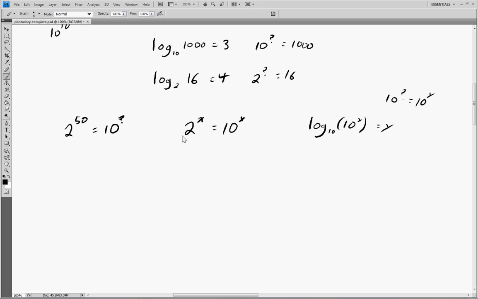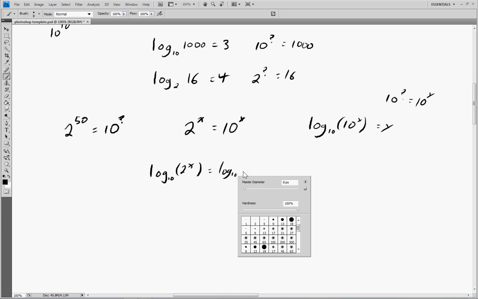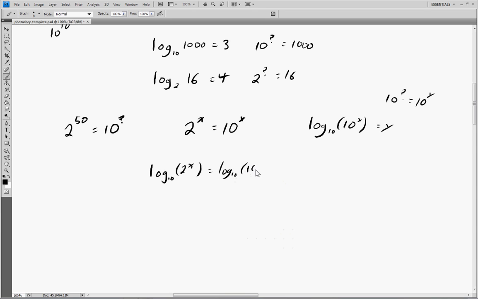Let's take log base 10 of both sides of the equation. So log base 10 of 2 to the x is equal to log base 10 of 10 to the y. This part here is going to go away. We'll be left with just y on the right-hand side.